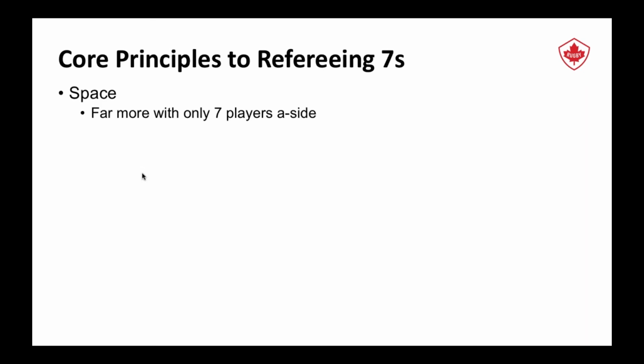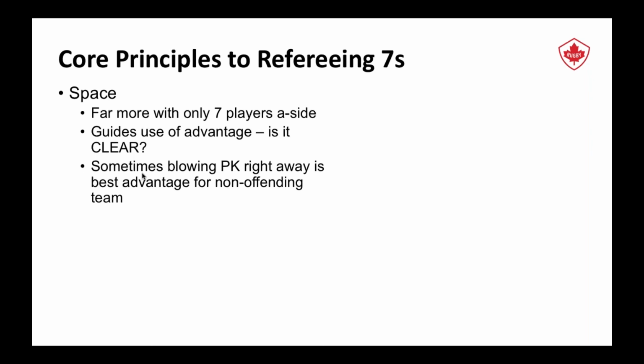Yeah, so space. Obviously there's far more of it on the field with only 7 players a side, and what it mostly does is help guide our use of advantage, right? So the first question we need to ask is, is it clear? Is there a clear opportunity for that ball to be moved and used appropriately by the non-offending team? And what is obviously very different is that sometimes blowing the penalty kick right away is the best advantage for that non-offending team.